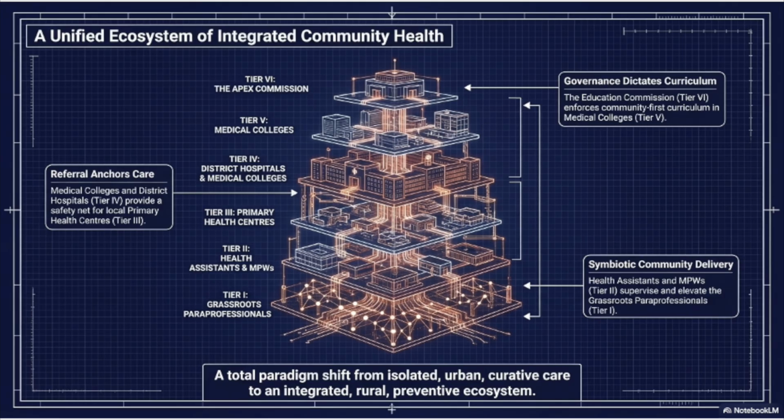Together, all 6 tiers form a unified ecosystem of integrated community health. At the top sits the Apex Commission, which dictates governance and curriculum. Below it are the medical colleges, followed by district hospitals and medical colleges, together forming the referral anchor for care. Below that are the primary health centers, then health assistants and multipurpose workers who provide symbiotic community delivery, and finally, at the base, the grassroots paraprofessionals. Together, this represents a total paradigm shift from isolated urban curative care to an integrated rural preventive ecosystem.